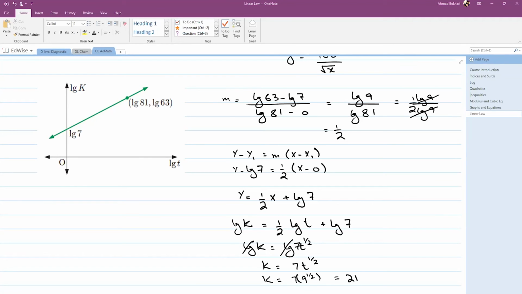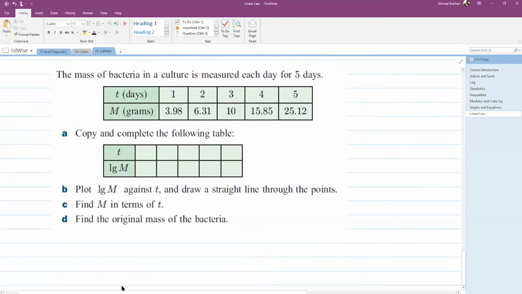Now the last part of this chapter is basically using the data that they give us to figure out a relation and a straight line graph. So here's a simple question. We have the data, but we don't have a relation yet. So we will find that relation. How do we do that? We first start with the data that we have. So we're going to put that here. So this is 1, this is 2, 3, 4, and 5.